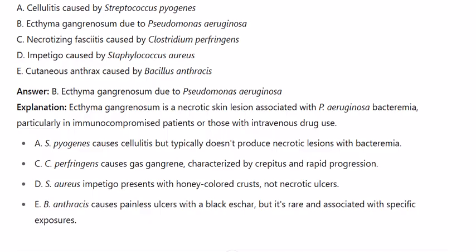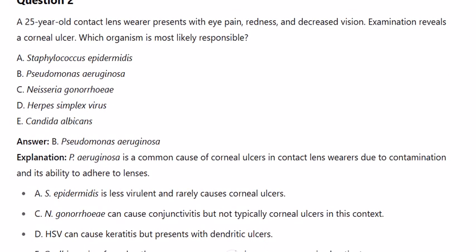Question 2. A 25-year-old contact lens wearer presents with eye pain, redness, and decreased vision. Examination reveals a corneal ulcer. Which organism is most likely responsible? A. Staphylococcus epidermidis. B. Pseudomonas aeruginosa. C. Neisseria gonorrhoeae. D. Herpes simplex virus. E. Candida albicans. Answer B.